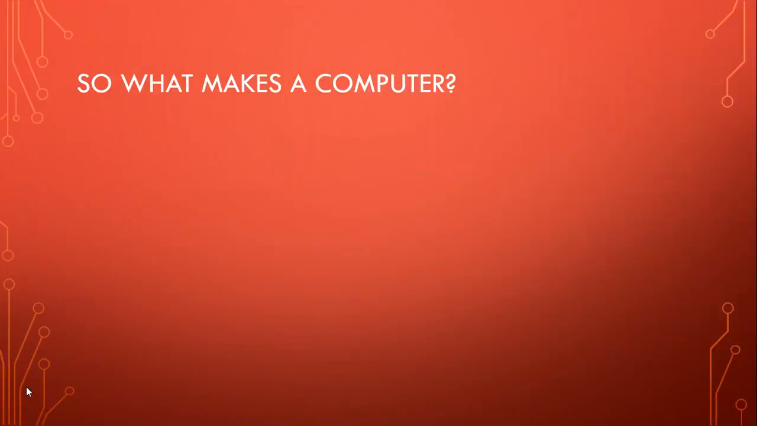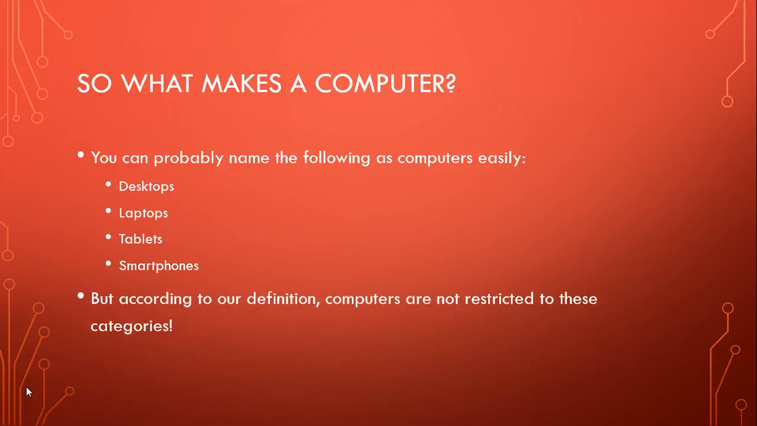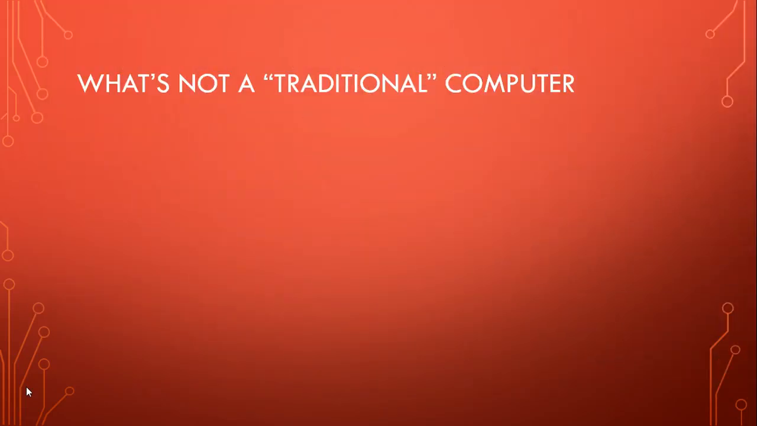Now, under that definition, let's ask, so what makes a computer? You can probably name the following as computers relatively easily: desktops, laptops, tablets, and smartphones. These are all devices that we usually think, yeah, that's a computer. Especially desktops and laptops, because we rarely think of those as PCs. And you might even think, okay, a tablet, I can see that, and even your smartphone. But according to our definition, computers are not restricted to these categories. So, let's stop and think about what's not a quote-unquote traditional computer. What may not fit into one of those four categories?